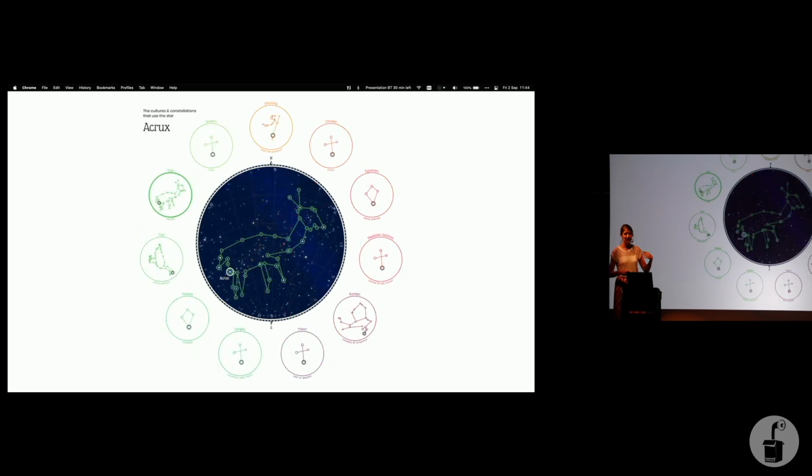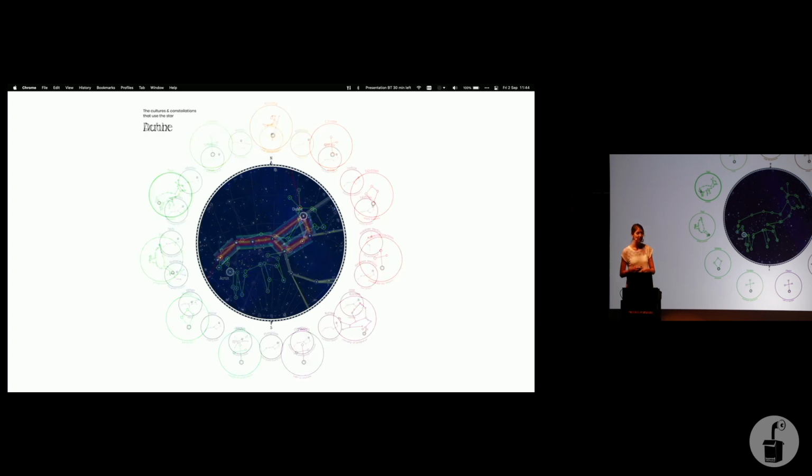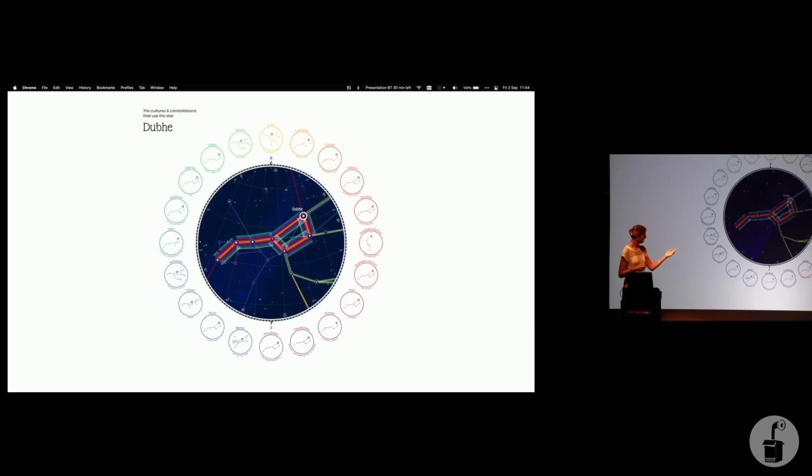I found this incredibly cute deer-like shape in the southern hemisphere that I still hope to find one day in real life. And what seems to be the most recognizable shape across all of these cultures in my data set is the one that most of us know as the Big Dipper. Although I'm sure there is a northern hemisphere bias in all of these cultures, but still.